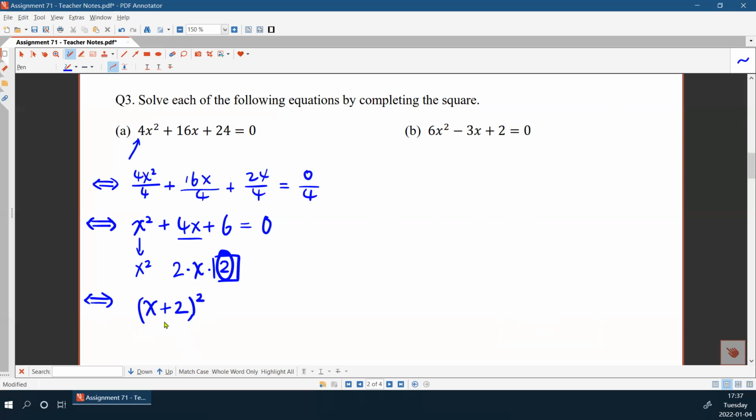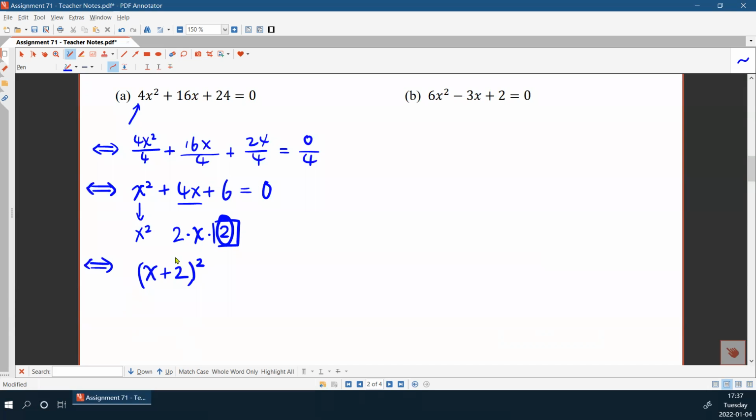And note that you can always verify your result by expanding it back, right? If you're not sure about your result here, you can expand it back, which gives you x squared plus 2ab, which is 4x plus 4, right? Then you can see here you have x squared plus 4x, which is the same as x squared plus 4x here, right? And you added a 4 into the new equation.